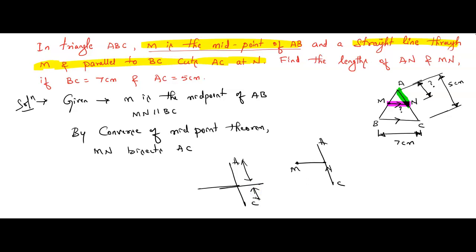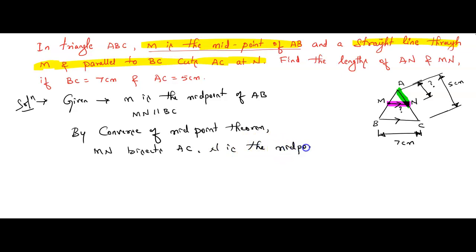Understood. Since MN is touching AC, with M and N on AB and AC, what is happening? It is dividing into two different parts, correct? Into two equal halves. By the converse of the midpoint theorem, we can say that when MN bisects AC, that is nothing but N is the midpoint of AC. So we can say now N is the midpoint, understood.